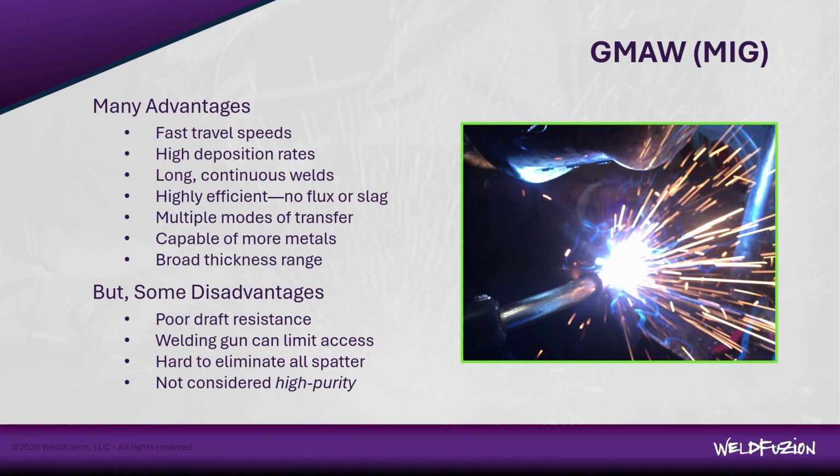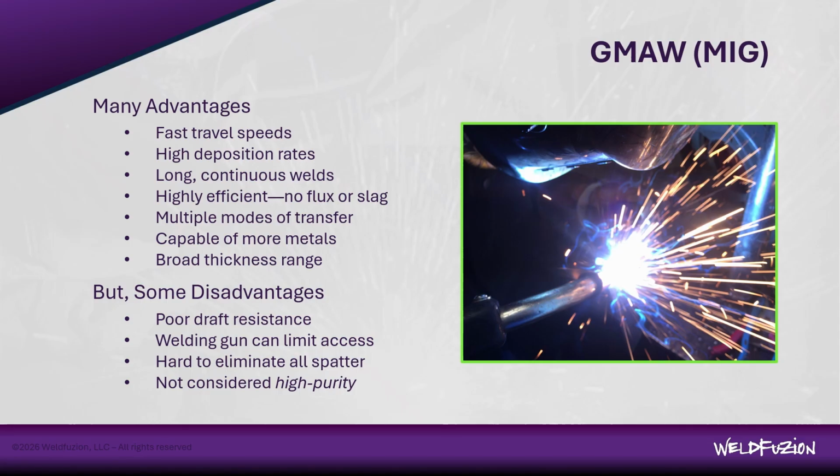Now, gas metal arc welding, or MIG welding, was also developed for welding aluminum at about the same time TIG was. MIG is capable of fast travel speeds, high deposition rates, and long continuous welds. It's kind of the opposite of TIG. Because the wire electrode is spooled up and fed into the welding gun, we don't have to stop and change the electrode. We just keep running.